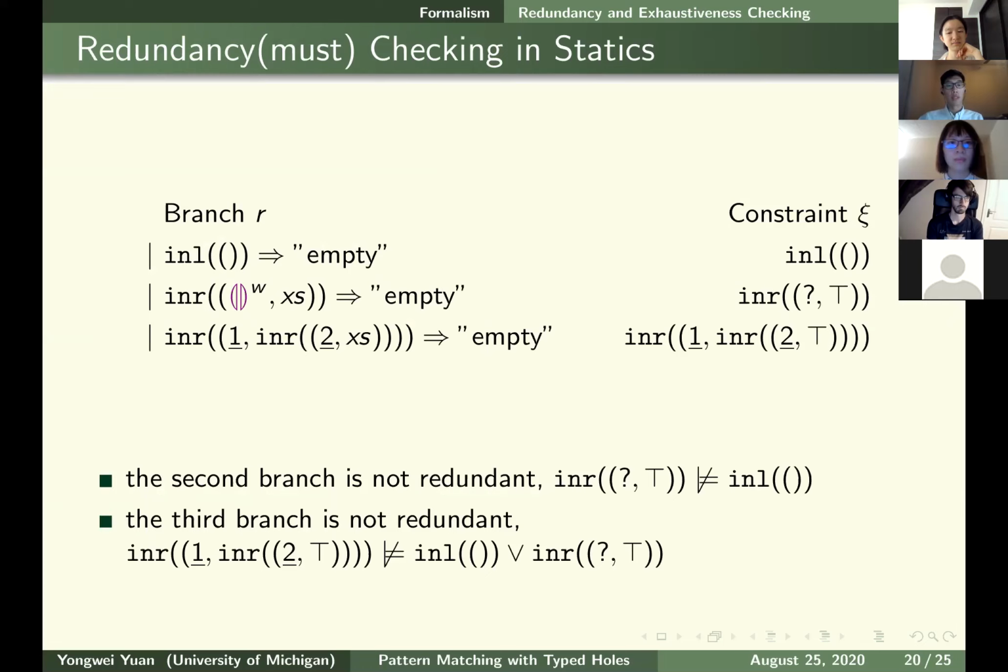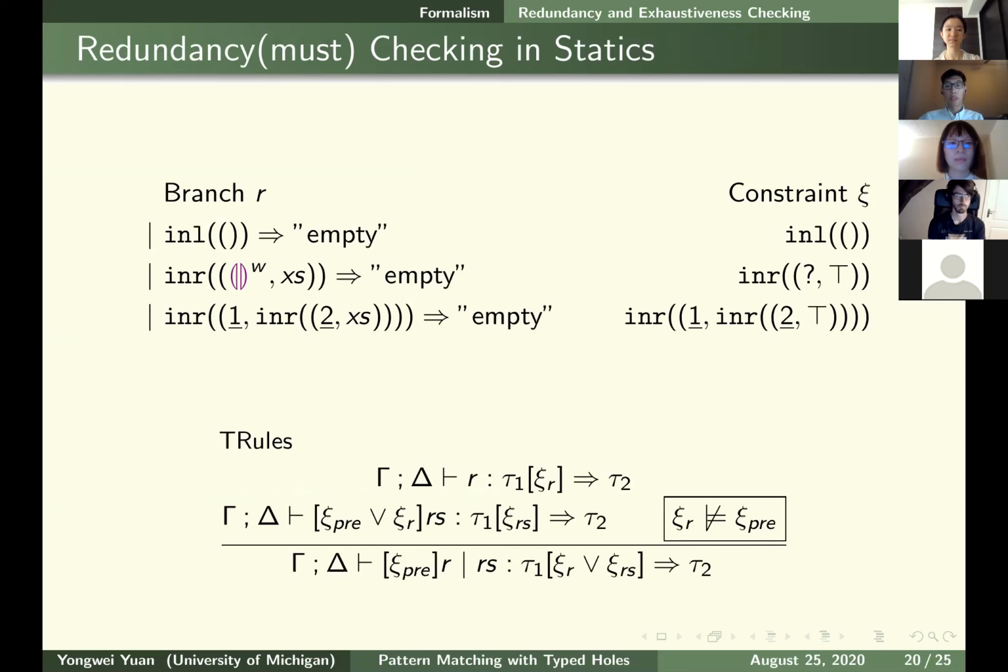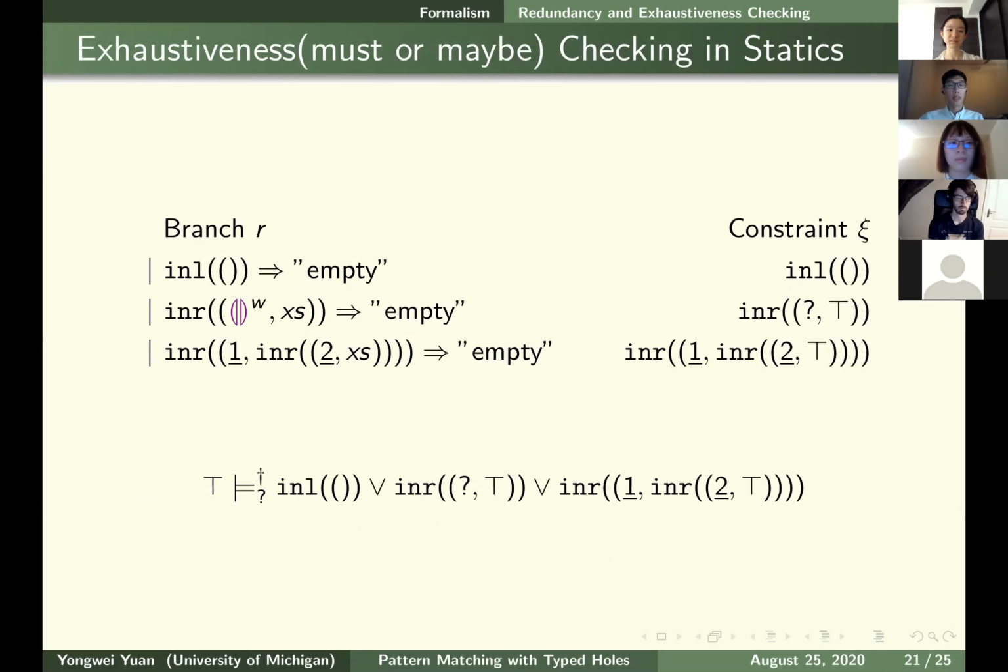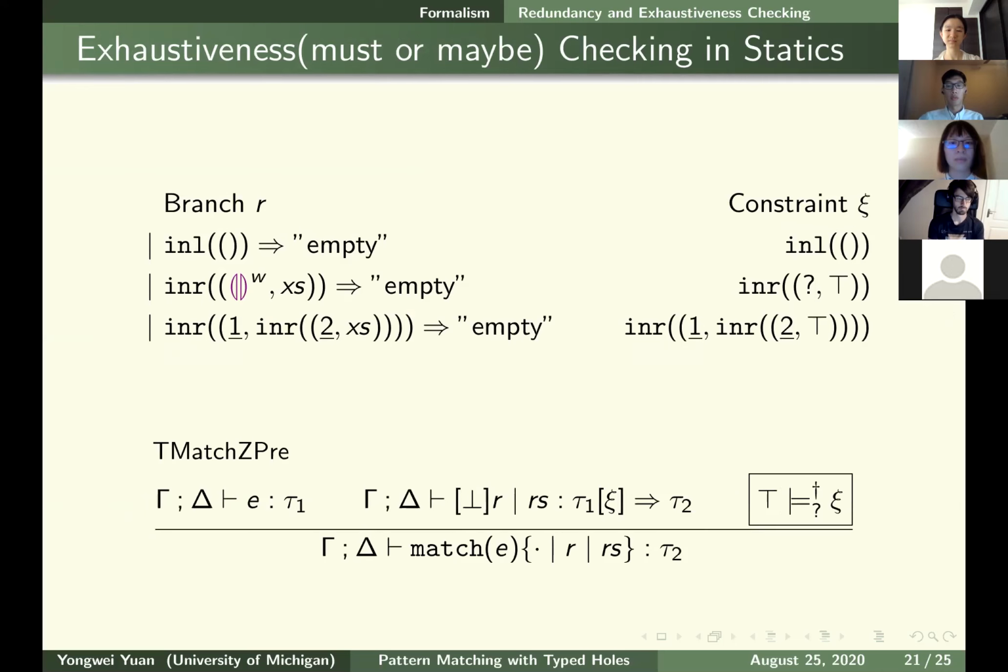Entailment between constraints corresponds to the redundancy of a branch with respect to its preceding branches. Now, we can use emitted constraints to enforce redundancy in typing judgment of branches. The one-sided entailment with plus and question mark corresponds to the exhaustiveness of branches. And we can use emitted constraints from all 3 branches to enforce that branches must or may be exhaustive in typing judgment of match expression.